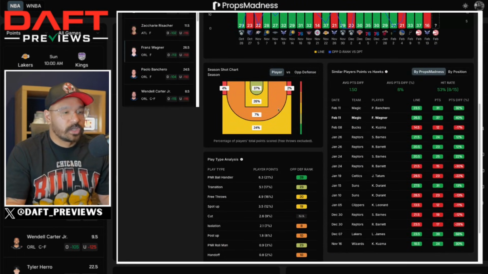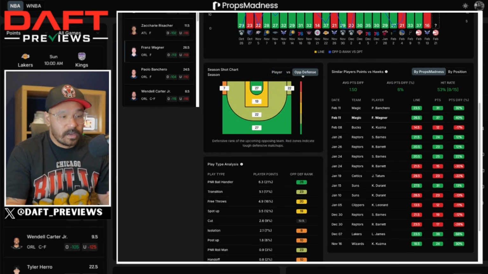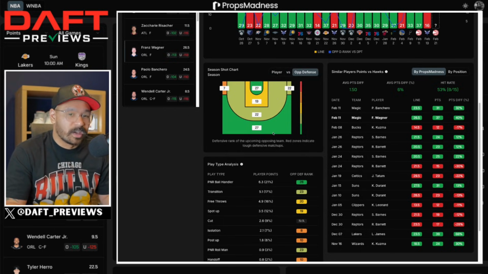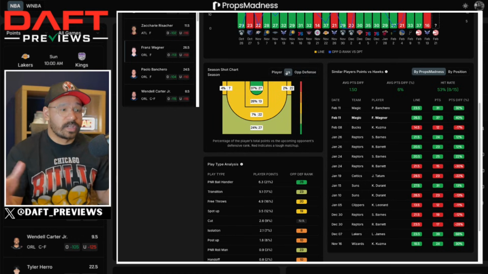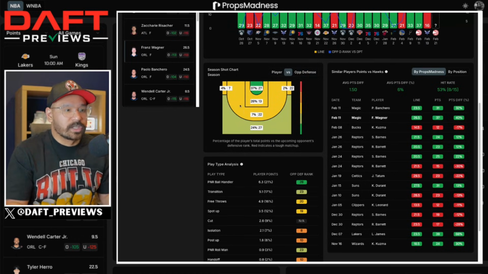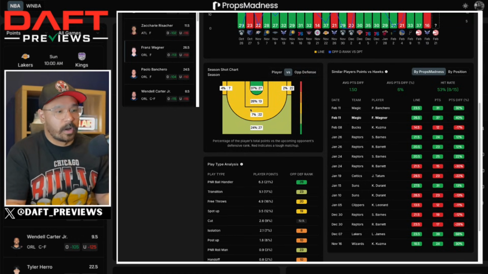So in this season shot chart here, you can see where Franz scores his points. 37% of his points are in the restricted area right at the basket. 26% are also in the paint, non-restricted area, and 24% are above the break. If you look at the opponent defense, we can see the Atlanta Hawks, 27 out of 30 teams, so the fourth most points in the restricted area, fourth most points above the break. You can use this versus tab and it kind of blends both shot charts together, so you can see the player and the opposition defense all in the same chart.